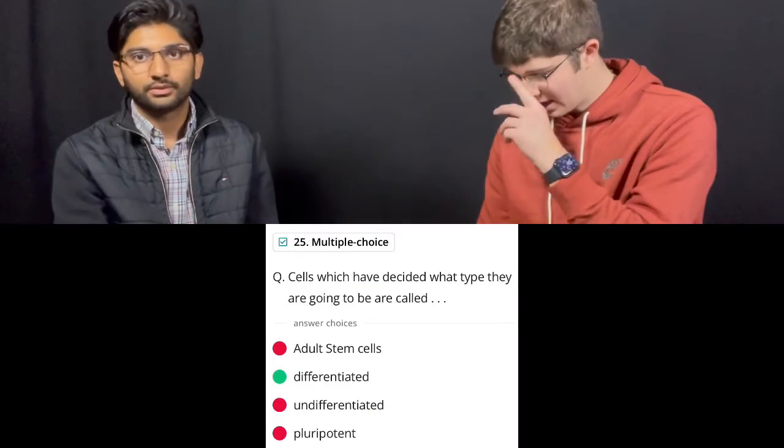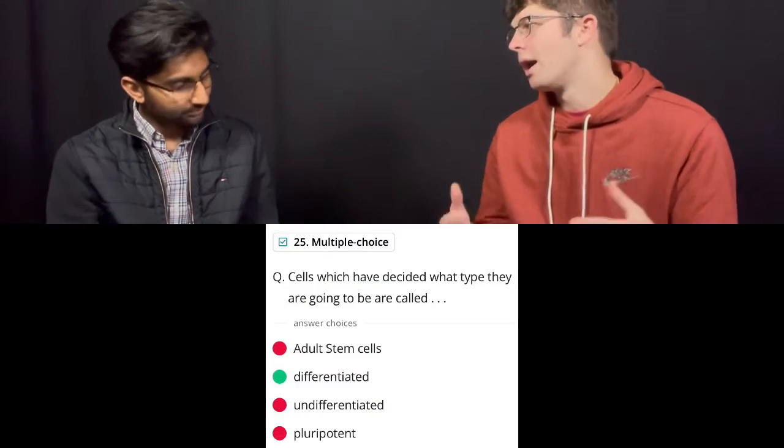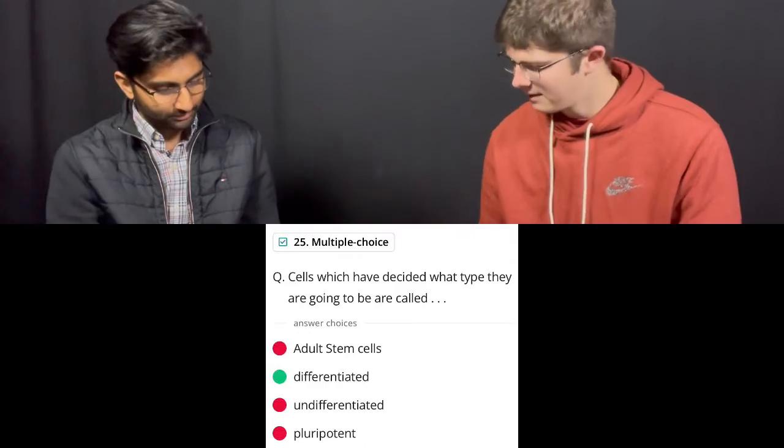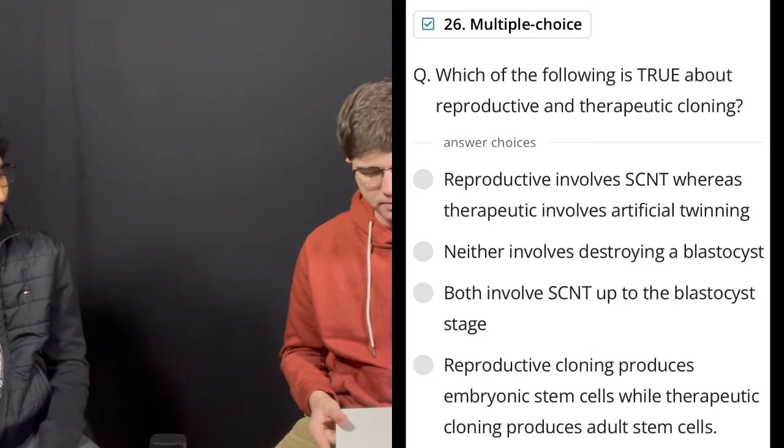Yep. Nice. Yeah, I think adult stem cells is a little too broad to say that. And adult stem cells can still be multipotent. True. So, all right. Which of the following is true about reproductive and therapeutic cloning?